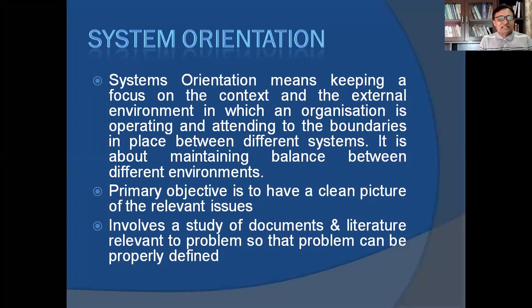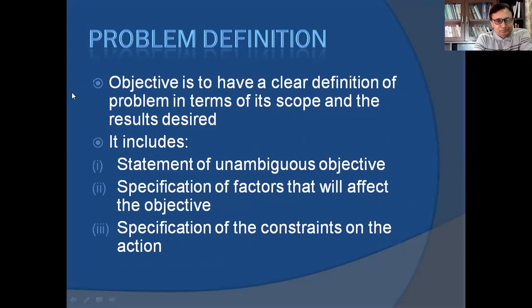So it involves the study of the various documents and literature relevant to the problem, so that the problem can be properly defined. So the first step in operation research is to have the system orientation, which helps you define the problem clearly, by searching the various documents and literature, and by focusing on the context and the external environment in which the organization is operating.